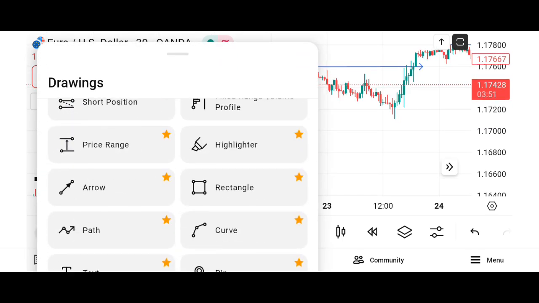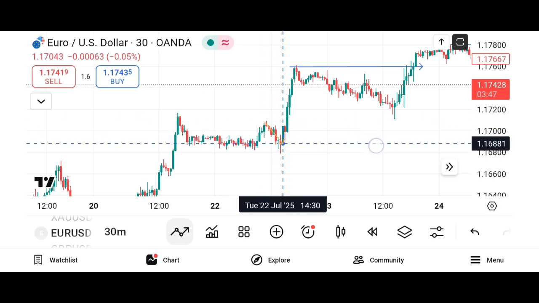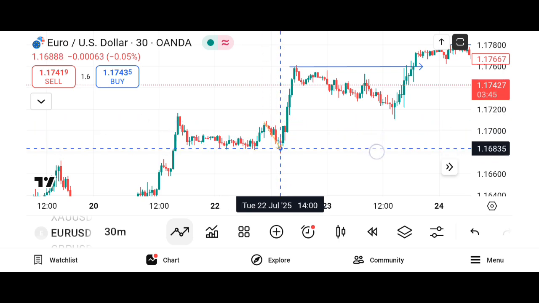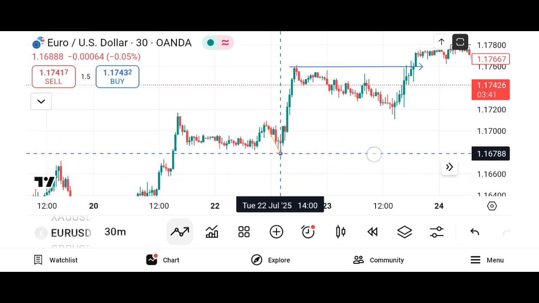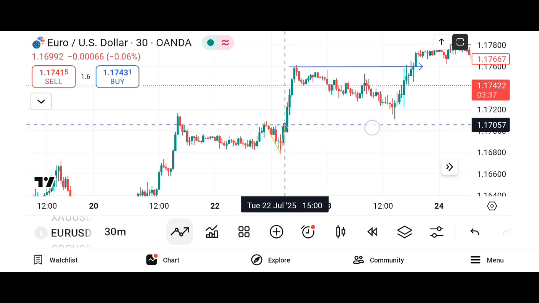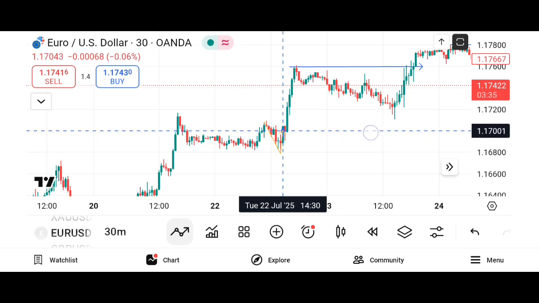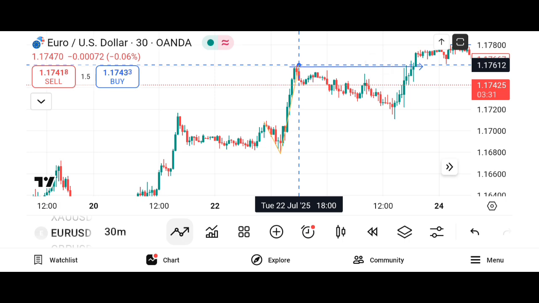I want to draw a path. It was coming down. As it was coming down, if it had closed with a body here, it would continue going down. But no, it wicked out and engulfed. This is an engulfing candlestick. It engulfed above, which now went up and continued the trend up.